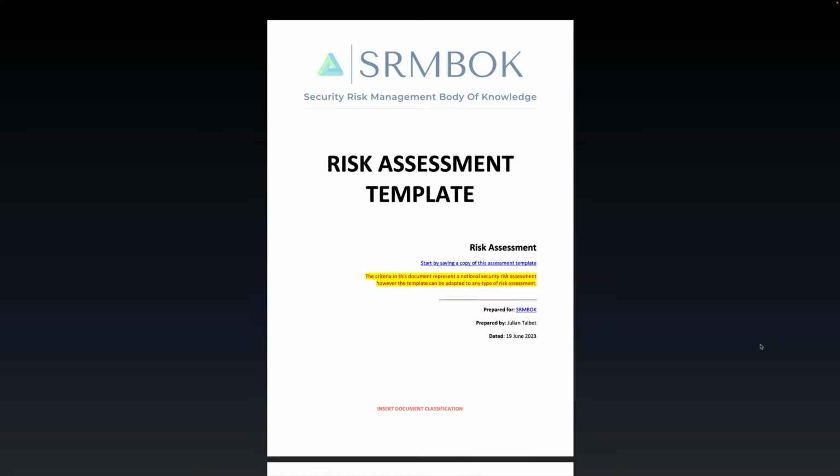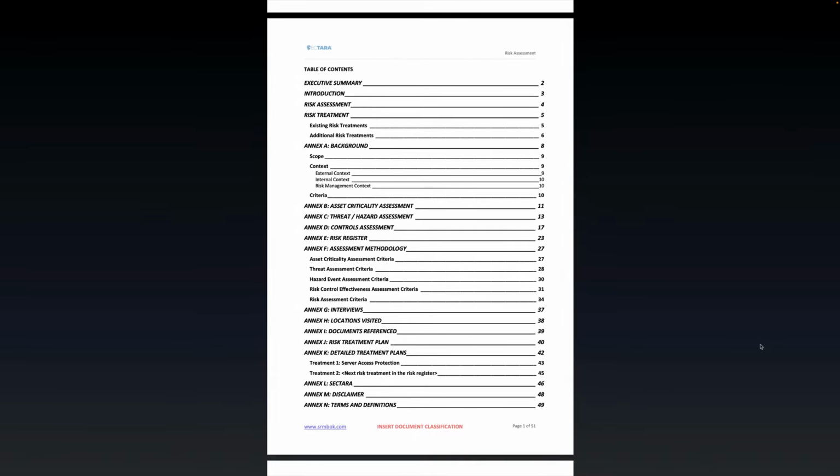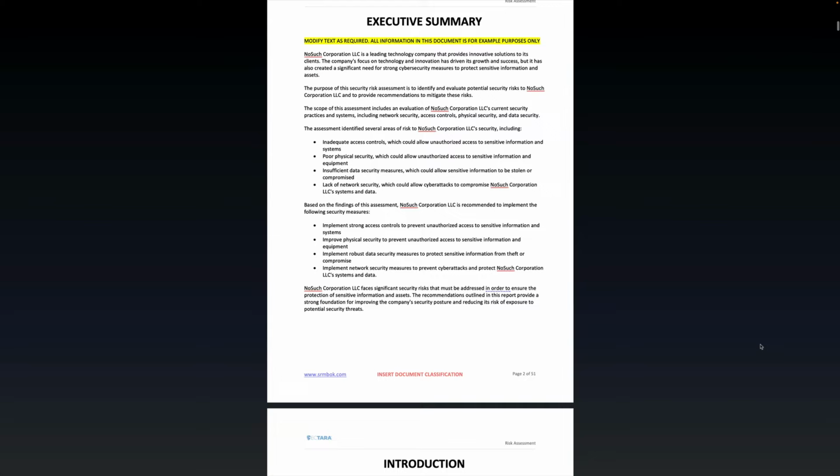This is a quick video to show you what's in it, just to give you an idea of the level of detail. It was originally an export from the Sectara platform where all the criteria were built up. There's about 50 odd pages, and this is just a quick view.